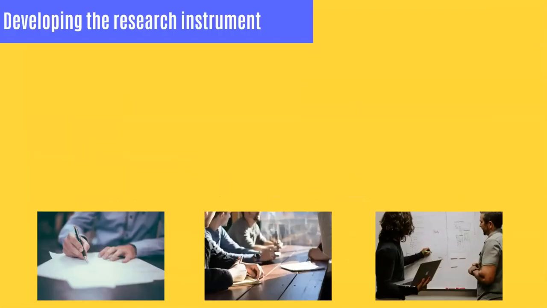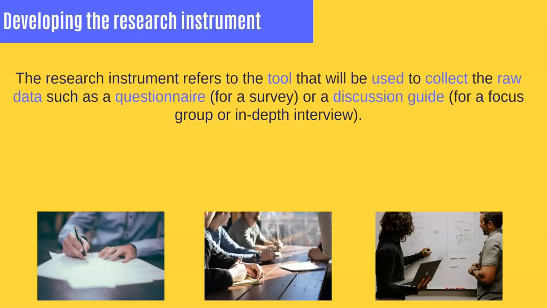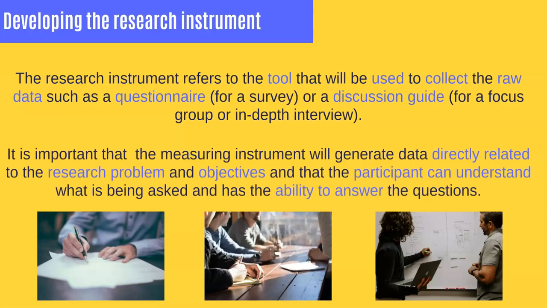Whichever method you are using to collect your data, you need the research instrument. So if it's an interview, you need the interview guide, so the list of questions, or as you can hopefully see, you need a questionnaire, and that's what is referred to as the research instrument. So it's a tool that will be used to collect the raw data, such as a questionnaire for a survey, or a discussion guide for a focus group, or an in-depth interview. It is important that the measuring instrument will generate data directly related to the research problem and objectives, and that the participant can understand what is being asked and has the ability to answer the questions.